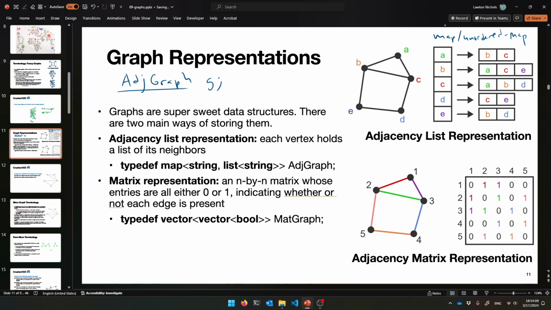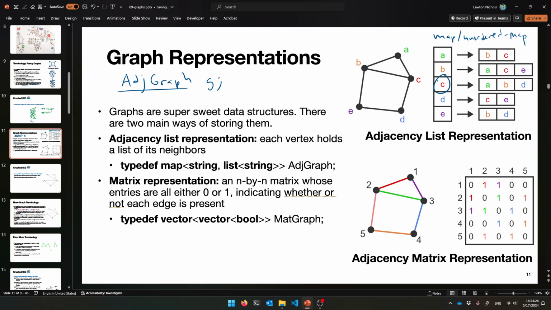And remember that normal maps are just binary search trees. So all right, that's how that would work. And so like A, you'd have an entry for key A in the map, and you'd put in the list that comes after it the 2 things that it's connected to, B and C. See that? That's how you represent this idea.